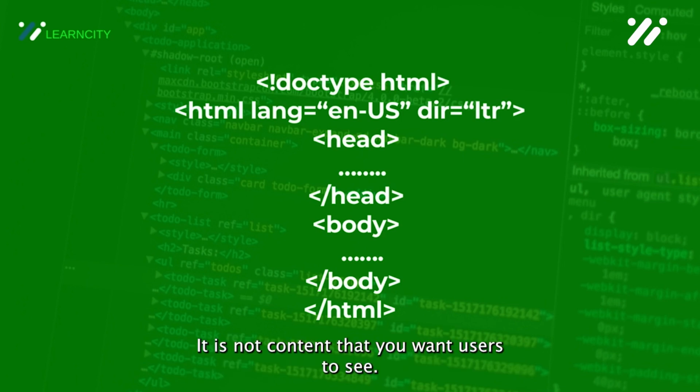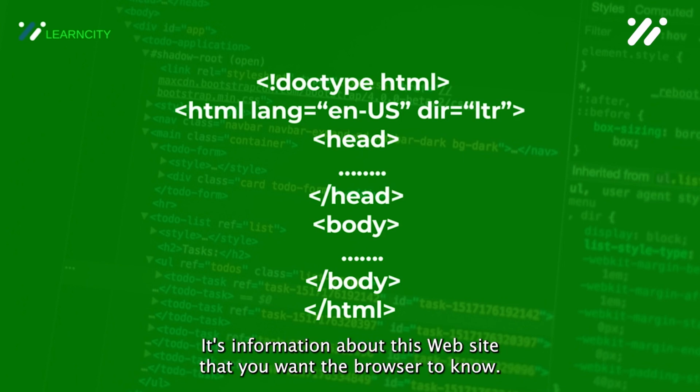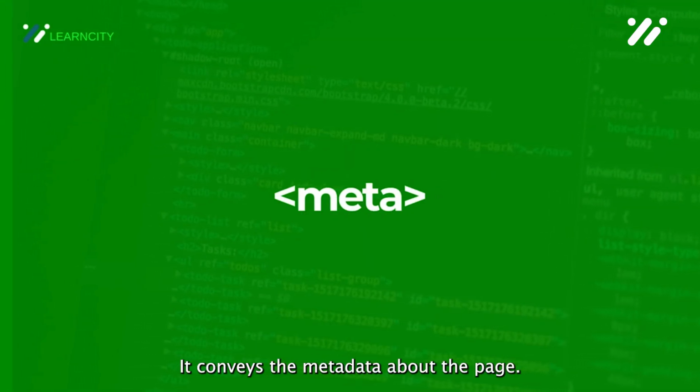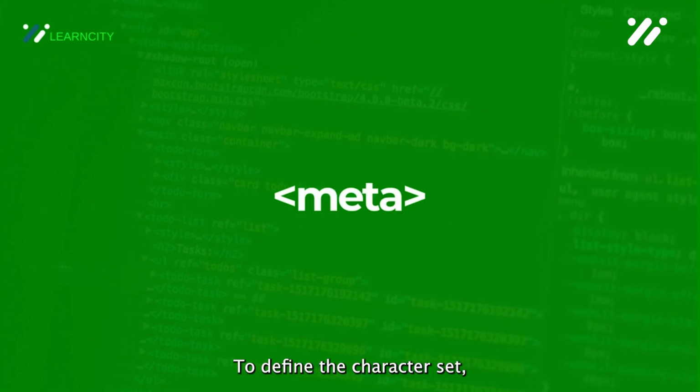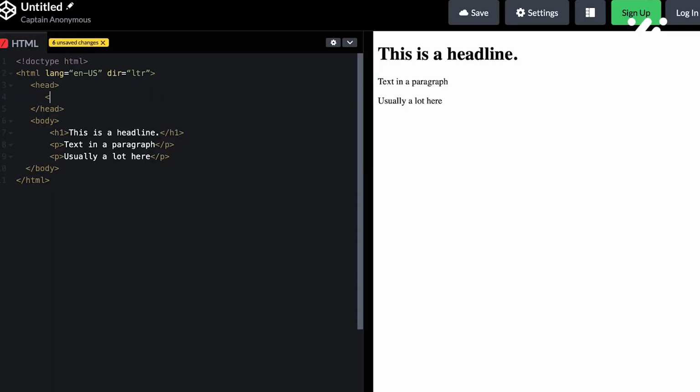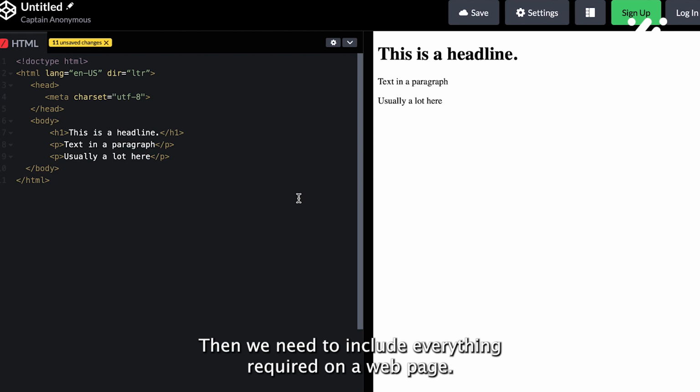It is not content that you want users to see. It's information about this website that you want the browser to know. We use the meta element for this. Use meta elements only inside the head. It conveys the metadata about the page. To define the character set, we use the charset attribute and set it to UTF-8. Like this.